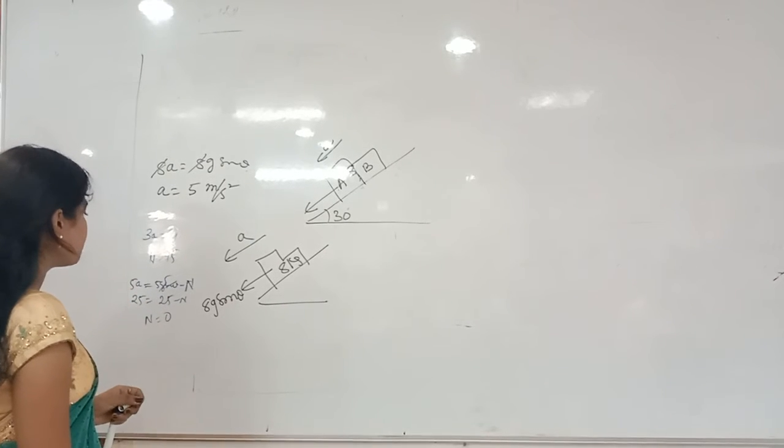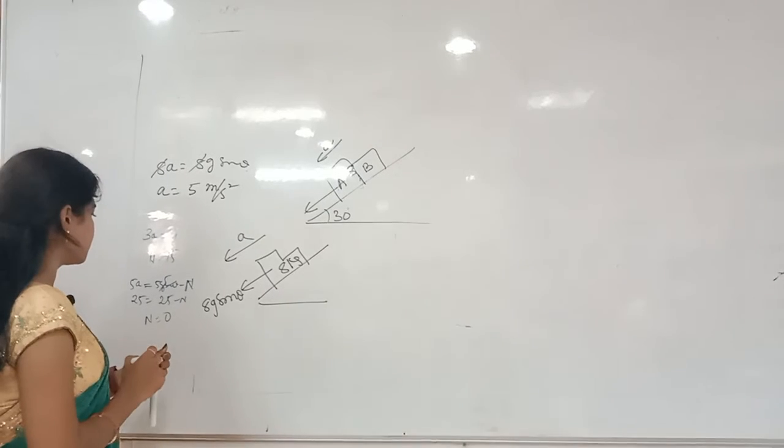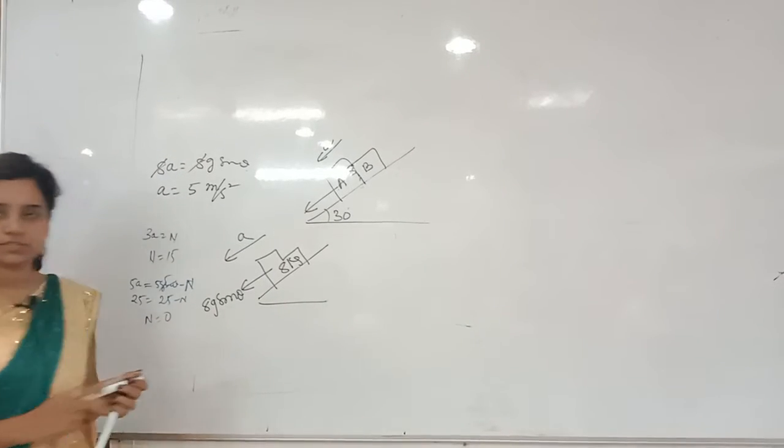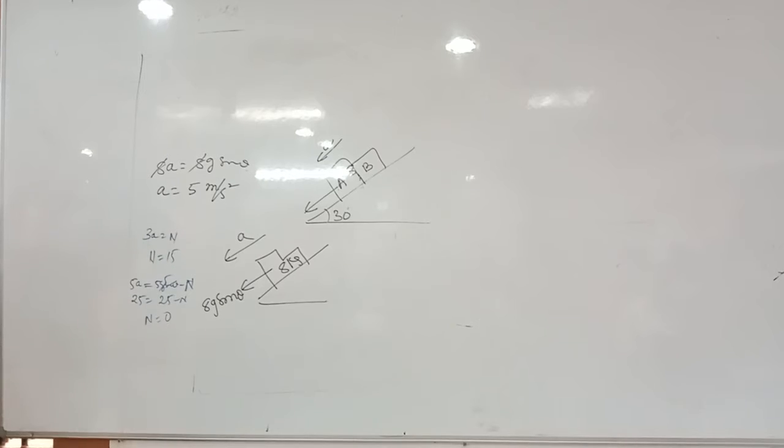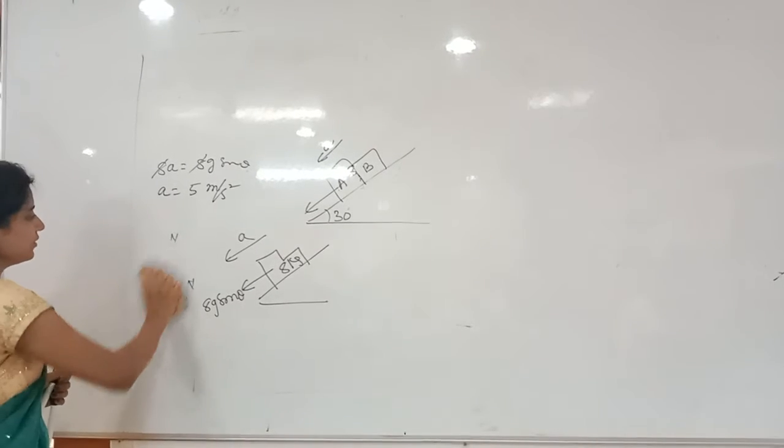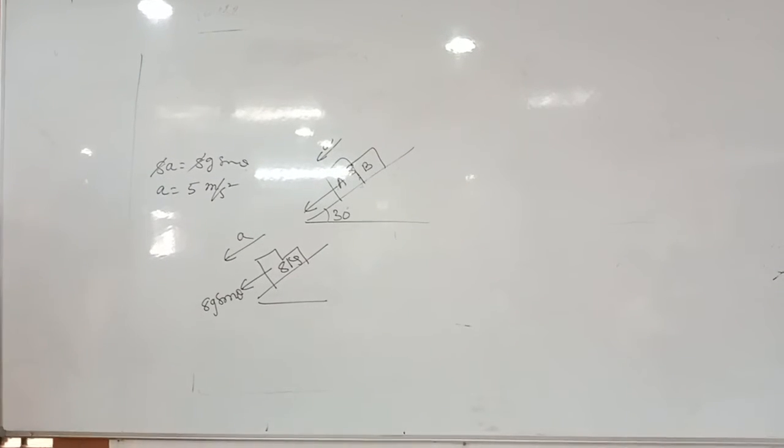Yes, what is the answer you are getting? Normal reaction is 40. I am getting 15. 15 is my answer. Your answer also 15 only. 15 is the answer, normal reaction. Are you getting that? Take 3 kg, that will be easy. Take B.